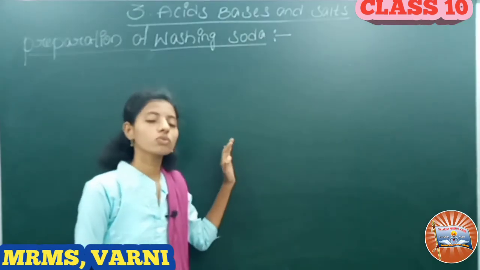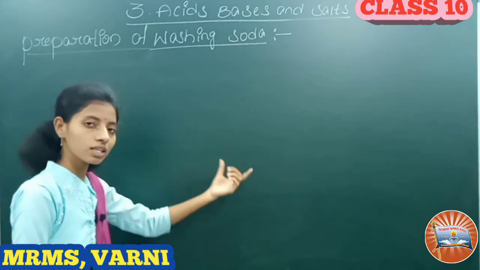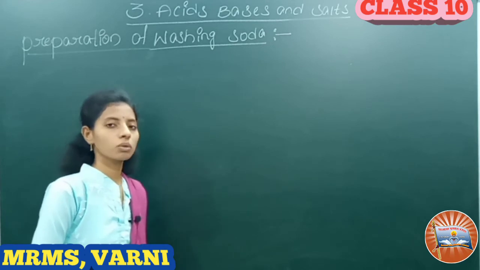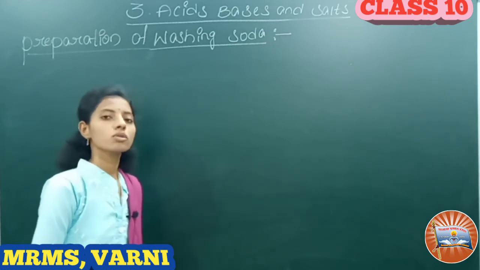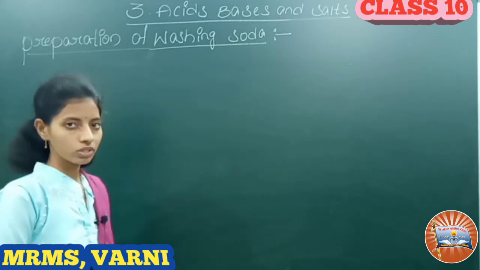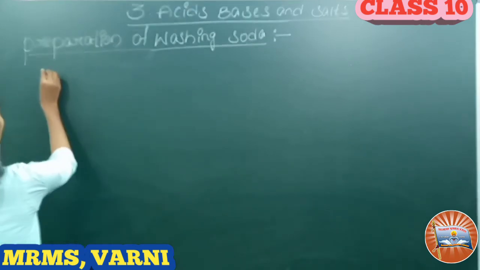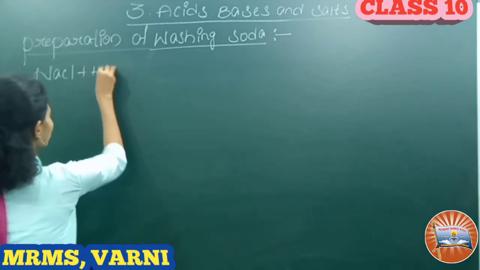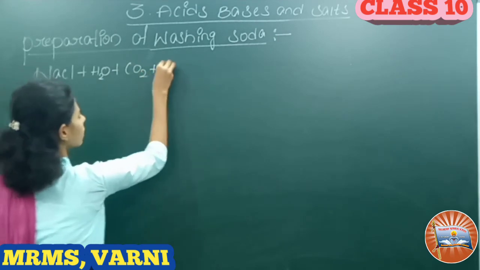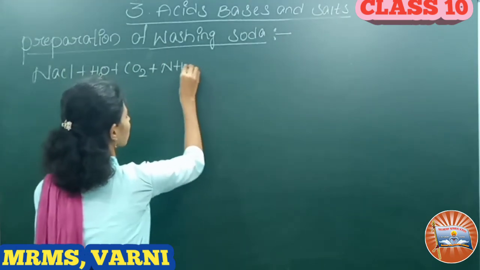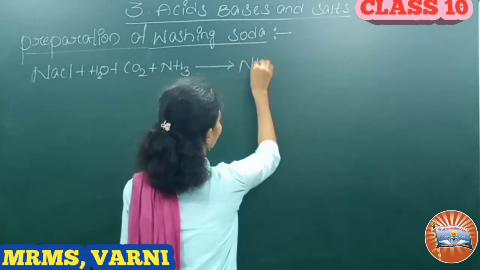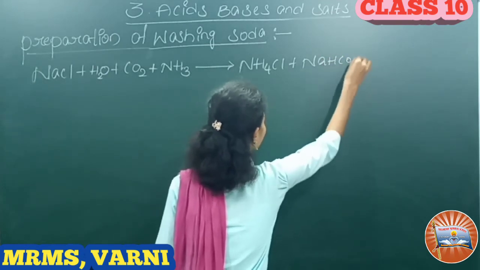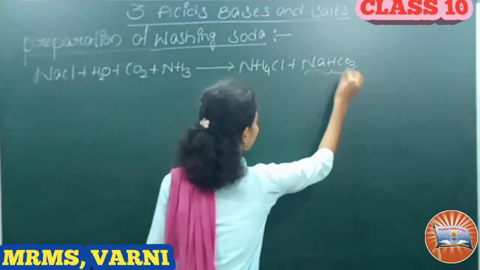Now the preparation of washing soda. Washing soda is obtained from sodium chloride. Before, we learned that baking soda is also prepared from sodium chloride. So what is the chemical equation that takes place in baking soda preparation? When sodium chloride reacts with water, carbon dioxide and ammonia, it will form ammonium chloride and sodium hydrogen carbonate. So this is nothing but baking soda.